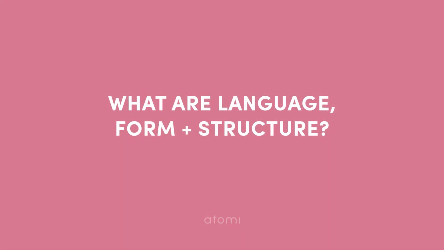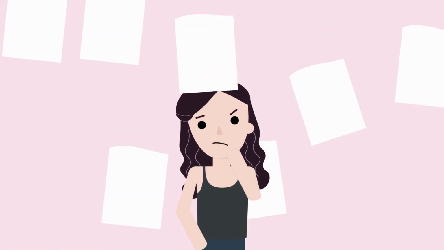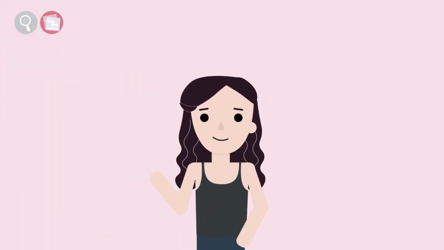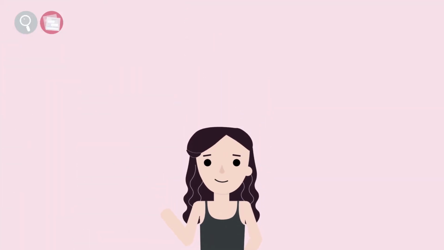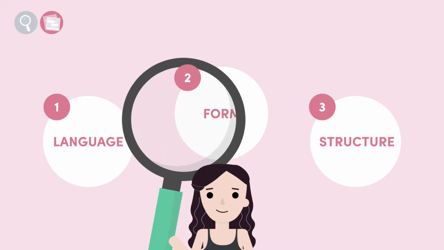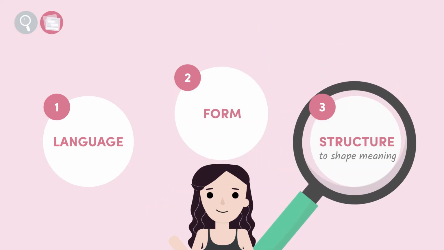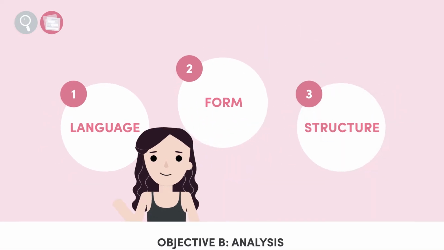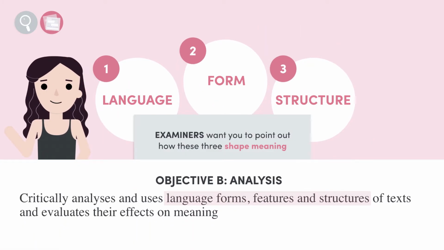Now, looking everywhere can be a slightly daunting task. But fortunately, we know that there are three main places we have to look. For Assessment Objective B, the examiners are looking for you to point out how an author uses language to shape meaning, how they use form to shape meaning, and how they use structure to shape meaning. So let's just take a quick look at what each one means.